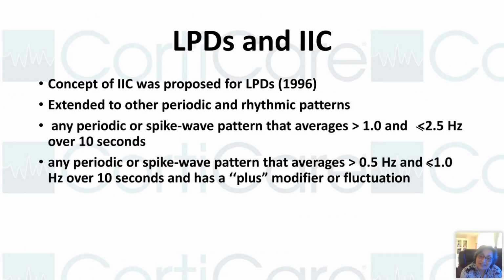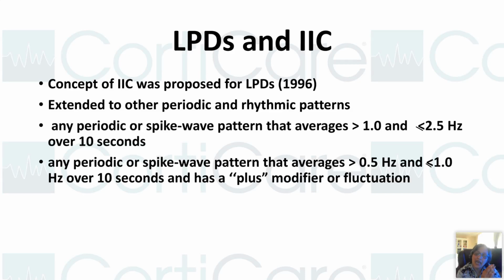I learned that the interictal continuum term was proposed for LPDs. Now we are using that term with other patterns too, but in 1996, this term was introduced to be used with LPDs. So what is interictal continuum? Any periodic or spike wave pattern averaging 1 hertz to 2.5 hertz over 10 seconds. So we have not gone to the 3 hertz mark, right? So we are between 1 to 2.5 hertz. A periodic pattern is categorized as ictal interictal continuum.